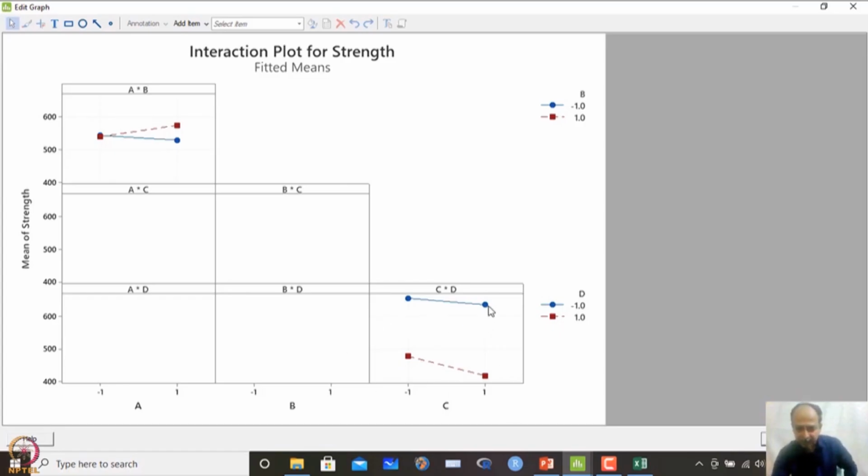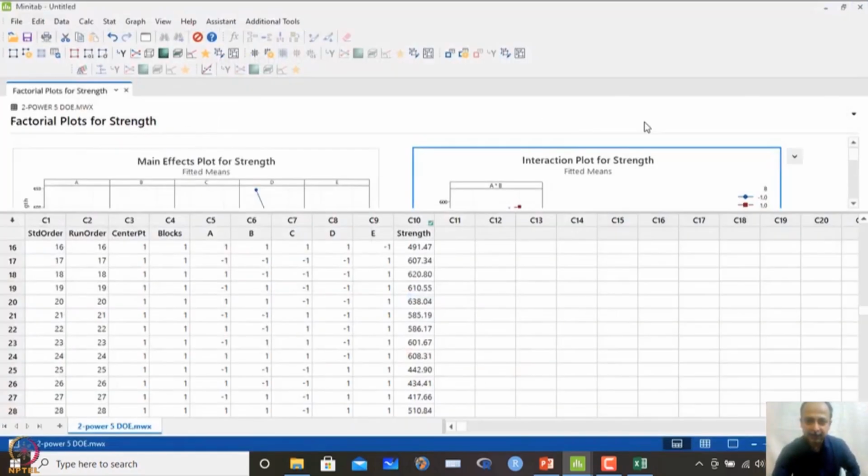And for C and D, what we can see is that this is the highest point over here. C will be at minus, and D will also be at minus level over here. C minus and D minus. So A plus, B plus and C minus, D minus, that is the level over here. So that we have already defined from this graph.